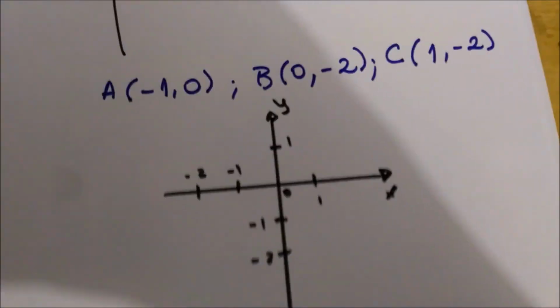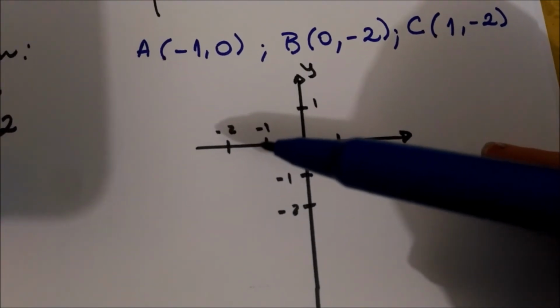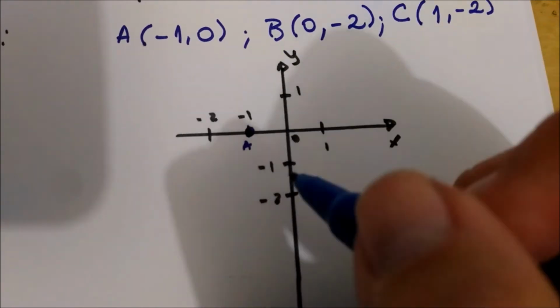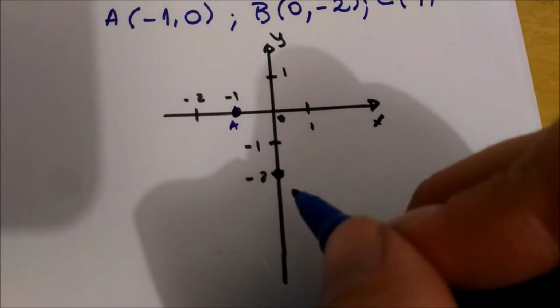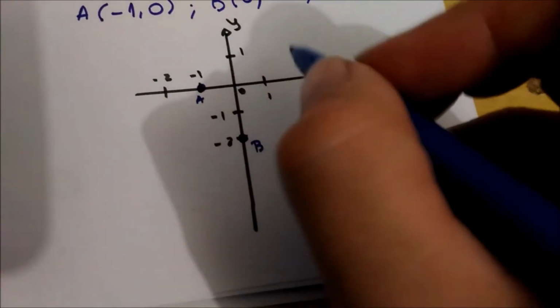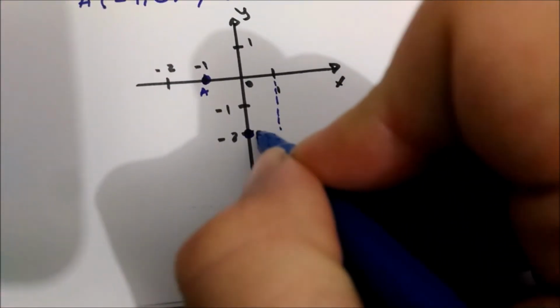Let's plot these beauties. I'm gonna draw the graph and I'll be right back. So moving on. My first point is -1 in x and 0 in y, so it is exactly this point. This is my point A. My second point is 0 in x, so it's gonna be in the y-axis, and -2 in y, so it is this point. This is B. And then I have 1 in x and -2 in y. So it is this point.